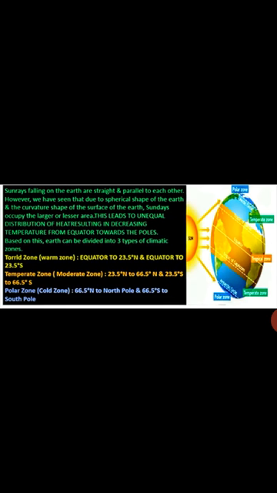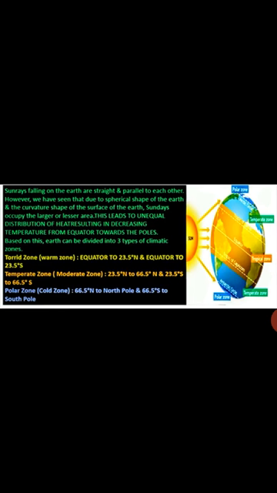Based on the distribution of temperature, the earth can be divided into torrid, temperate and polar regions. So what is the torrid region? It means warm. Okay, equator to 23.5 degrees north and equator to 23.5 degrees south, that is Tropic of Capricorn and Tropic of Cancer.